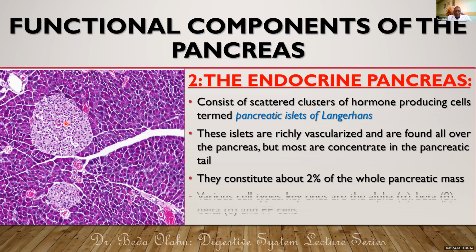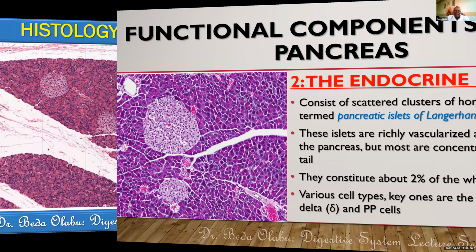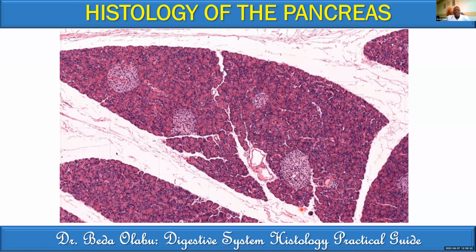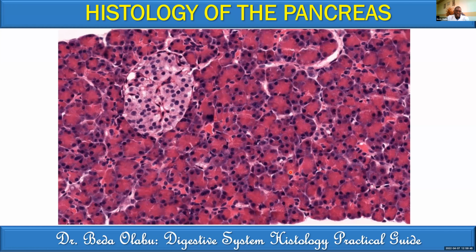There are different cell types which are within the islets of Langerhans, and I hope you do remember them from previous class. We have alpha cells, beta cells, delta cells, and the PP cells, the major ones. Histologically, I've already shown you this slide. So these are the islets of Langerhans, clusters of hormone-producing cells. These are the islets of Langerhans.